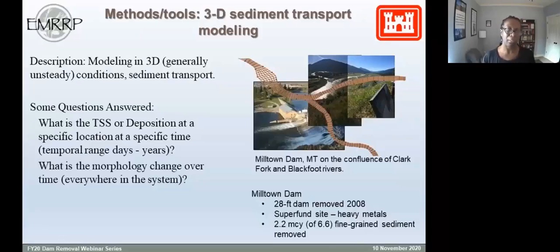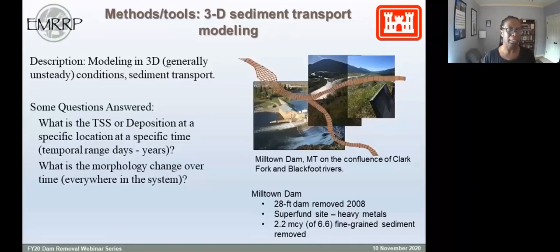This is what will actually be utilized and will be discussed next week by Earl Hayter to talk about the Milltown Dam. I believe he used GSMB for that work, and he's going to talk more about that. The level of expertise definitely increases, but the results are that you can answer questions like, what is the systemic sediment concentration or deposition at a specific location, at a specific time, from a time ranging from days to years, and what are the morphological changes over time everywhere in the system.